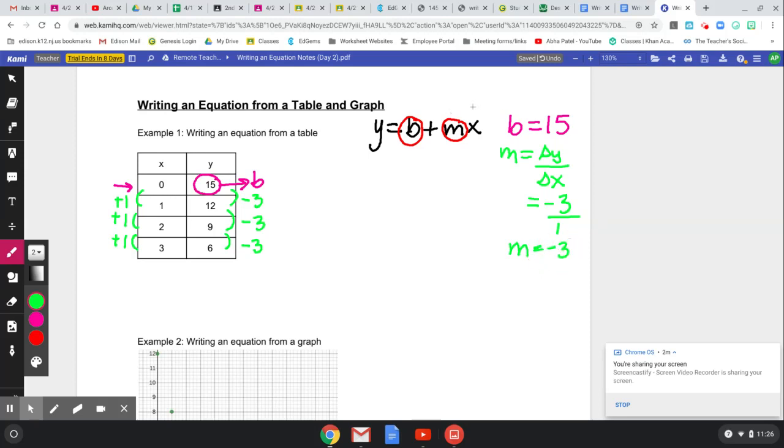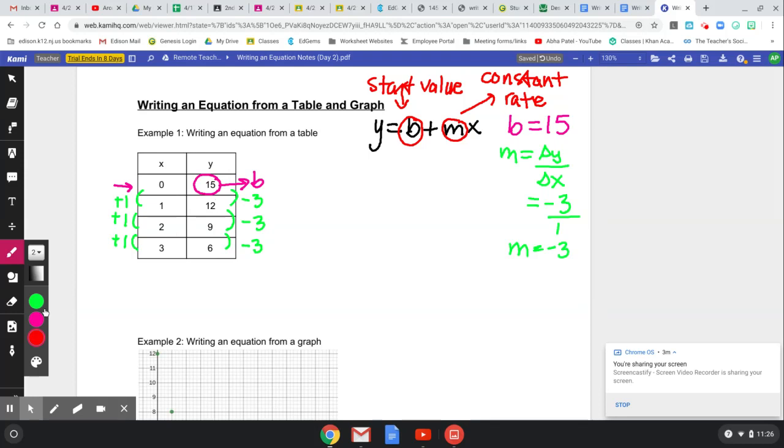And if you're trying to figure out what these mean, b is your start value, and m is your constant rate, or your rate of change. This is your start value. It's starting at 15 when x is 0. And the constant rate is -3 over 1.